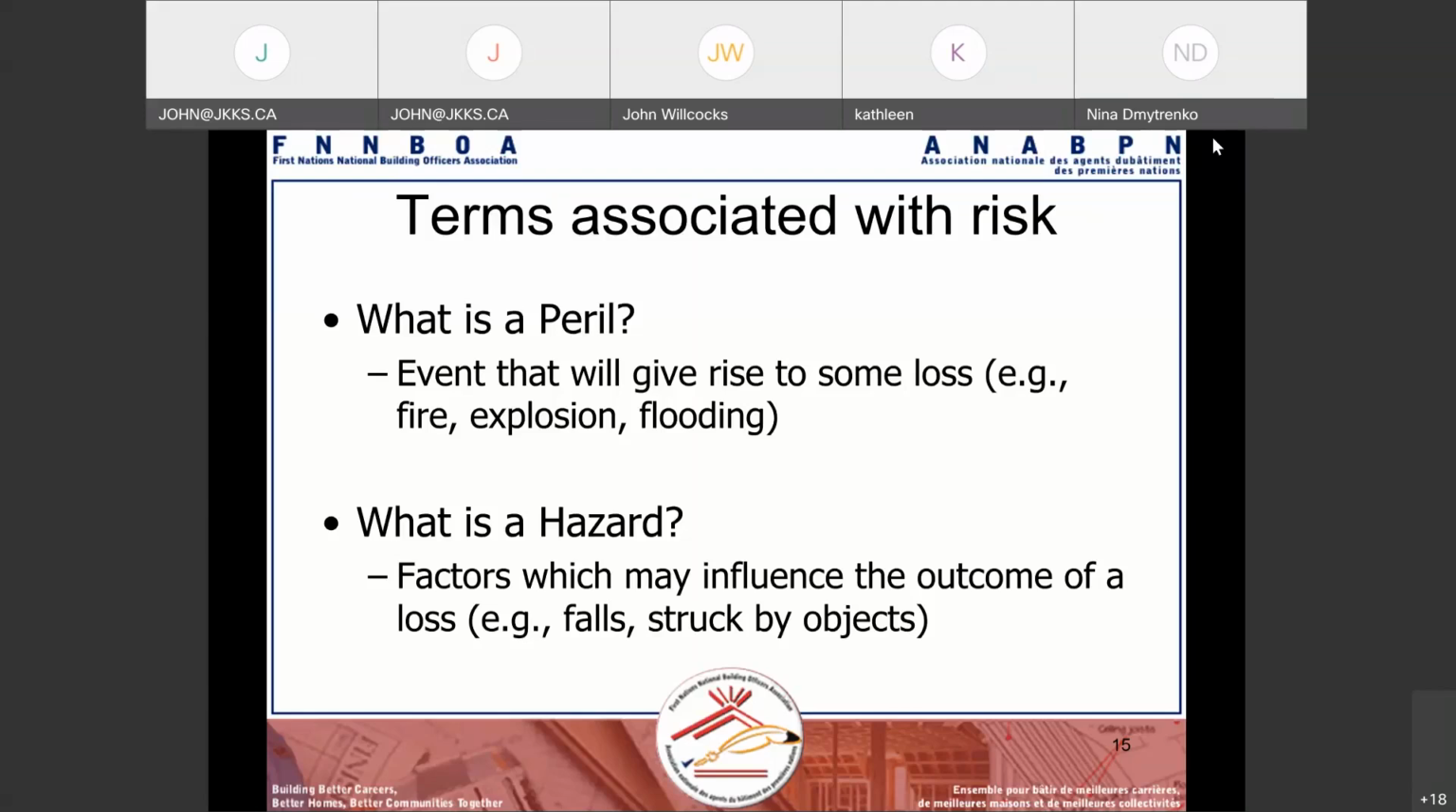And the other big term that we always hear within risk is a hazard. These are factors which may influence the outcome of a loss. So for example, a fall, struck by an object. Again, in those pictures, we saw a couple of hazards. The foundation could collapse, the hazard of the roofers falling off the roof, the hazards of the fire, the heat source not being installed properly. So there's always a number of hazards when you look at it from a risk perspective.